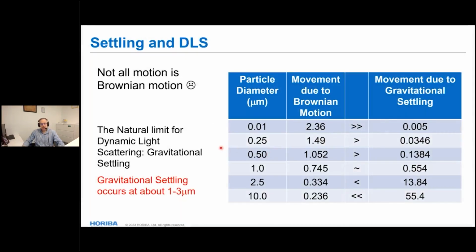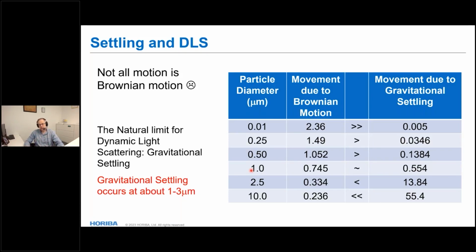A comment about applicability. Not all motion is Brownian motion, and I kind of hinted at that with these long-range interactions. Another thing that comes up a lot is gravity, and so just about everybody's lab has gravity, at least all of my customers do, and that gives you a natural limit for dynamic light scattering where you have gravitational settling. As your particles get larger, gravity becomes more important, and somewhere around half a micron or so, about 1 micron or so, your Brownian motion versus your gravitational settling is comparable, and you're going to have a rough time with dynamic light scattering.